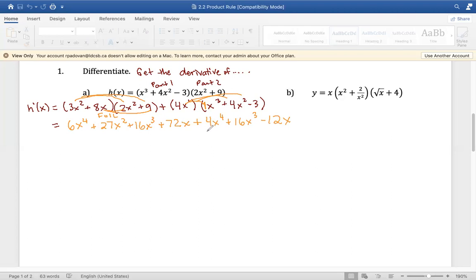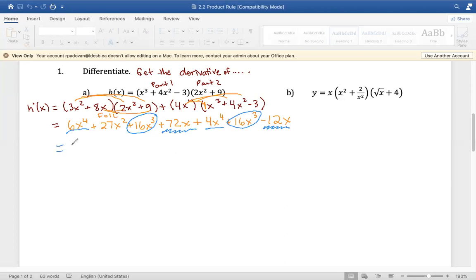Okay, now collect like terms. We might want to color code these here. So 6x to the power of 4. Here's another power of 4. There's cubed here. And make sure you add the sign in front that goes with it, and cubed here. This is the only squared. And then I have a single x to the exponent of 1 and a single x there.